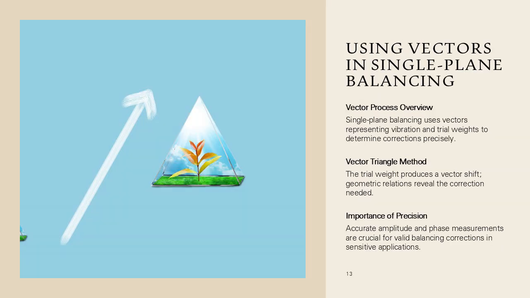This slide explains the vector process specific to single-plane balancing. It highlights how the practitioner uses the initial vibration vector, trial weight vector, and the resulting vector to compute the final correction. The vector triangle method is described. The trial weight creates a predictable vector shift, and that shift, combined with geometric relationships, reveals the required correction. This method ensures accuracy even in sensitive or high-speed applications. Precision in measuring amplitude and phase is essential for valid results.